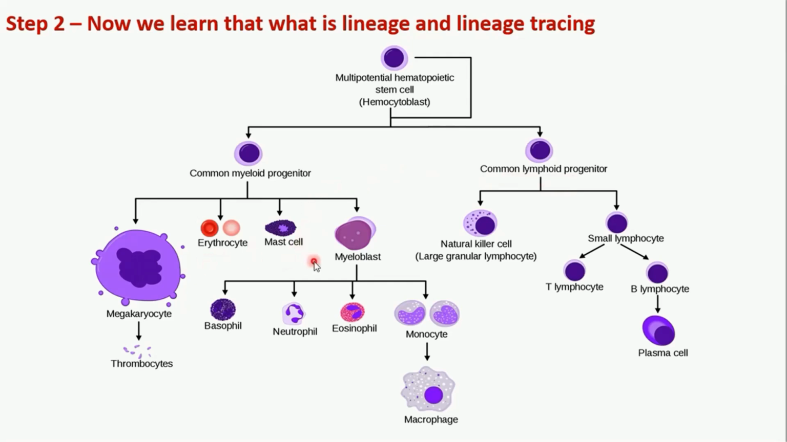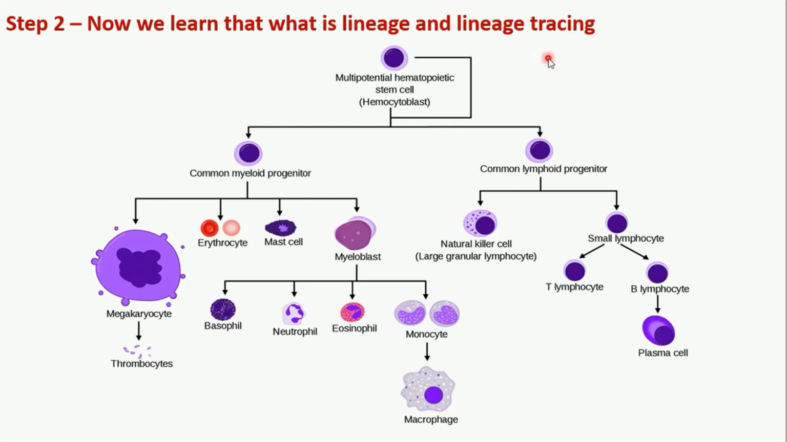converting into different cells. So it means from one type of stem cell we are getting so many types of different cells. So the whole system of the stem cell and its final differentiated cells is called a lineage. And what do you mean by lineage tracing?